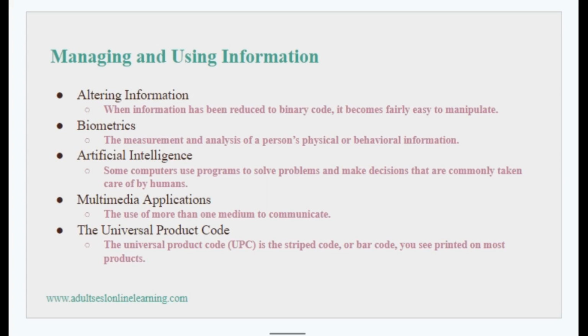Artificial intelligence. Some computers use programs to solve problems and make decisions that are commonly taken care of by humans. This is called artificial intelligence, AI. Computers cannot think like humans. However, some people believe it is possible to teach computers to imitate human thought and decision-making processes.